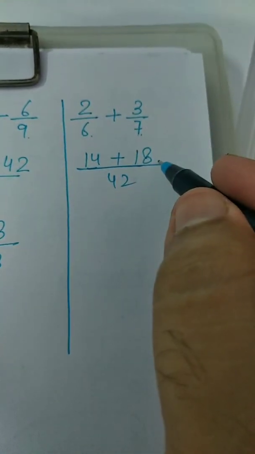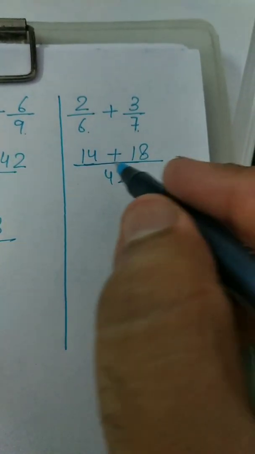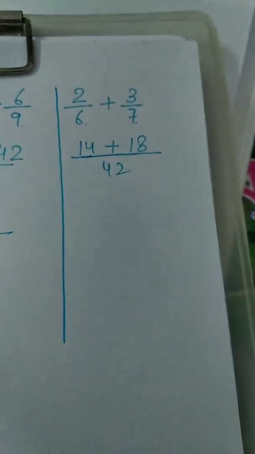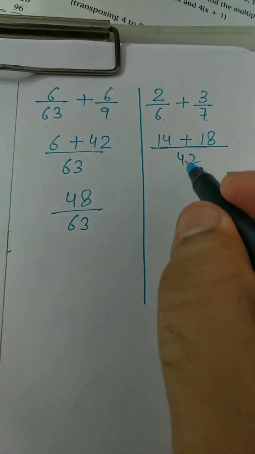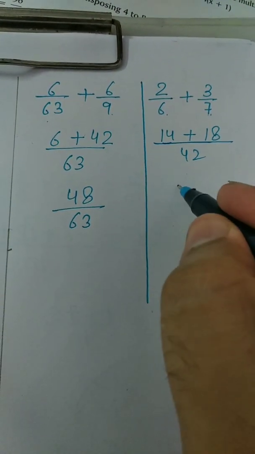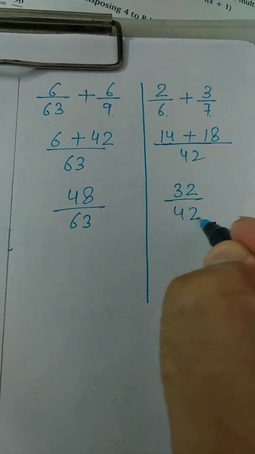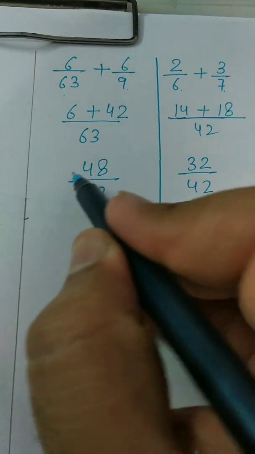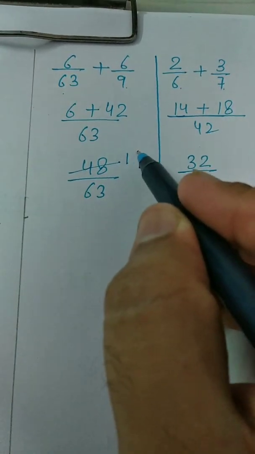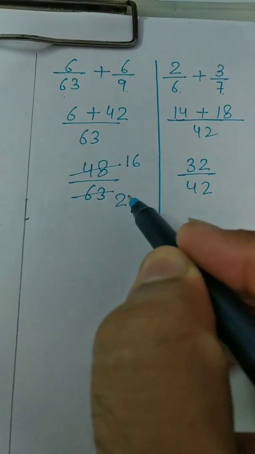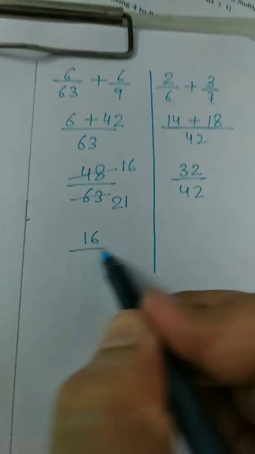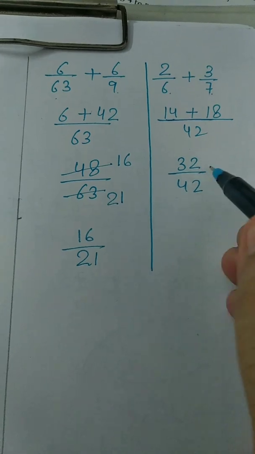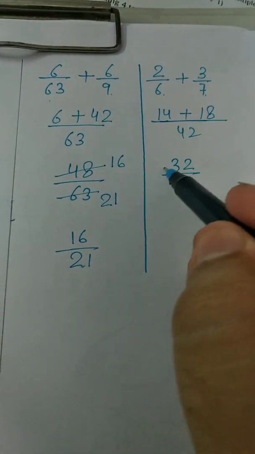Right? So the 14 plus 18 is equivalent to the 32/42. Now 48/63, इसको हम और फर्दर कट हो सकता है. देखो यहाँ पर रिड्यूस फॉर्म में चेंज हो सकता है. 3 1s are 3 and 3 6s are 18. 3 2s are 6 and 3 1s are 3. So 16/21.